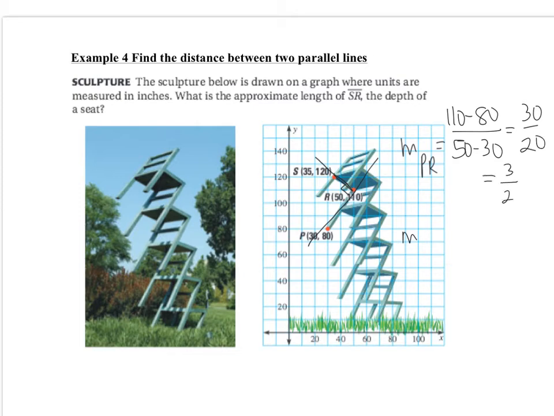Then we find the slope of SR, and we do 120 minus 110 over 35 minus 50, 10 over negative 15, and we reduce that by 5. So they are negative reciprocal, so they are perpendicular. So we just wanted to confirm that that is perpendicular first.